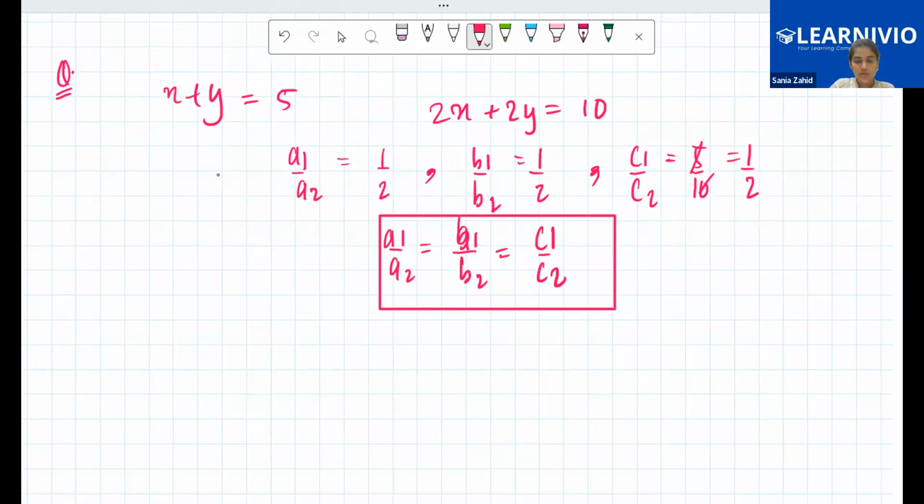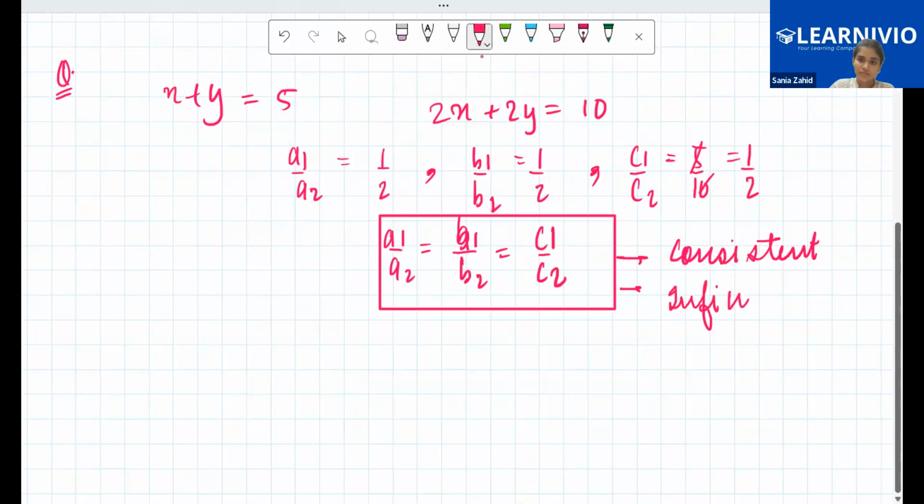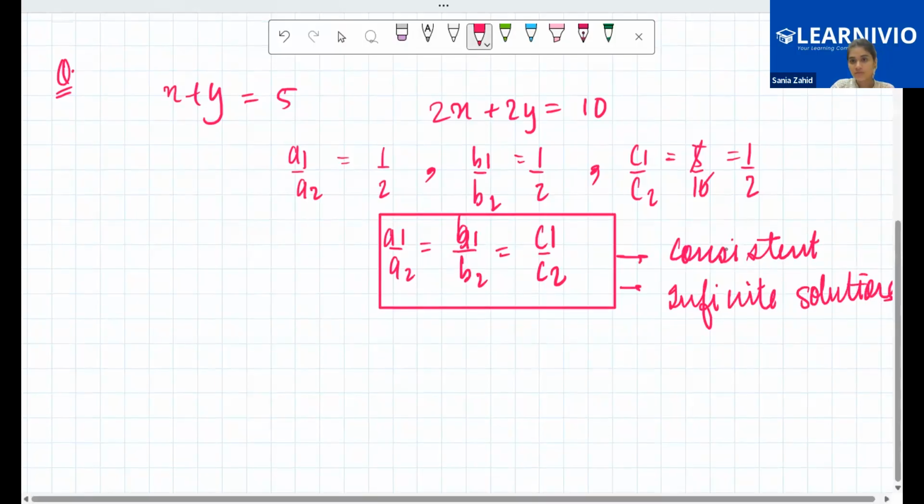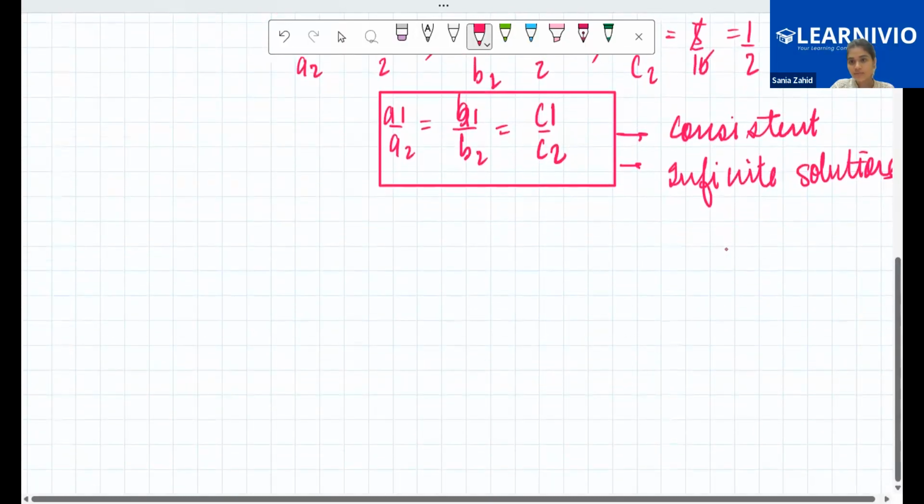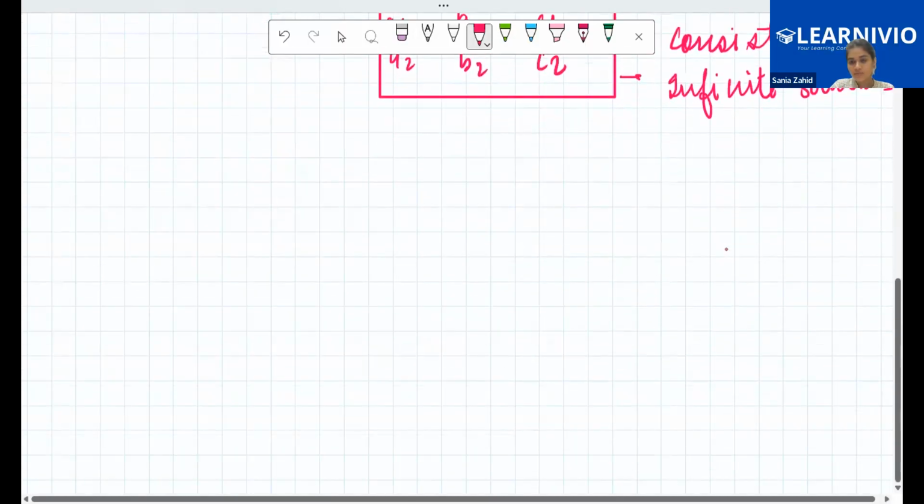So the equation is said to be consistent, and it has how many solutions? Infinitely many solutions. So let's also draw the graph. Did you draw the graph? Yes, ma'am, I did.